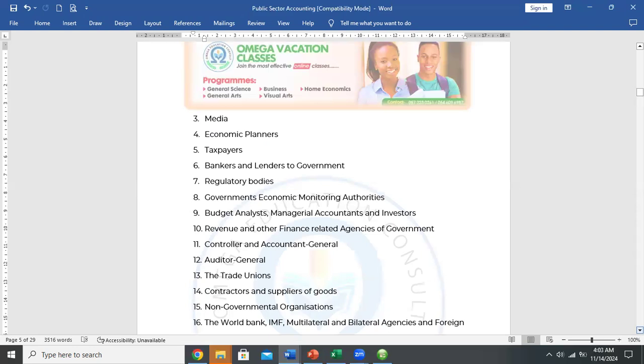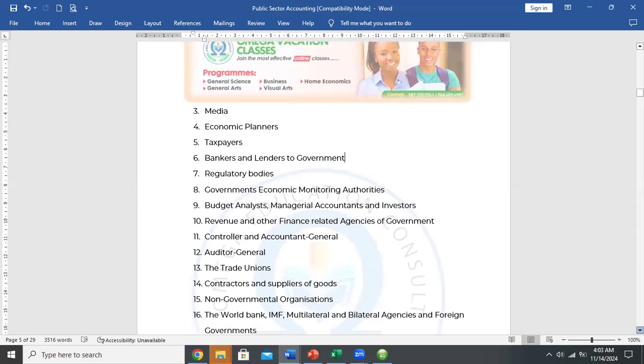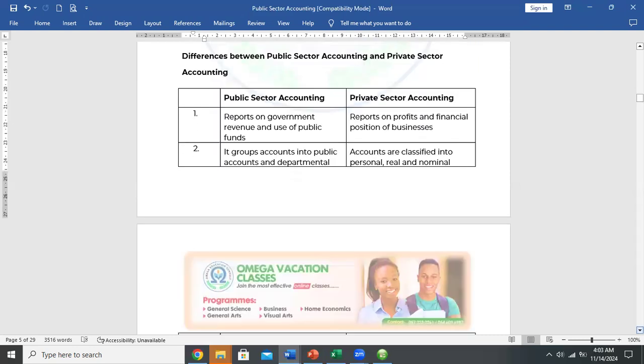Now, differences between public sector accounting and private sector accounting. Please, if you have questions, pause me and ask. Or if you want me to repeat a point, let me know.